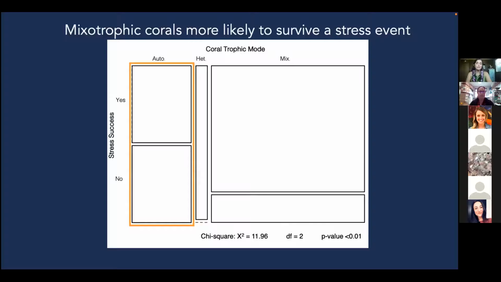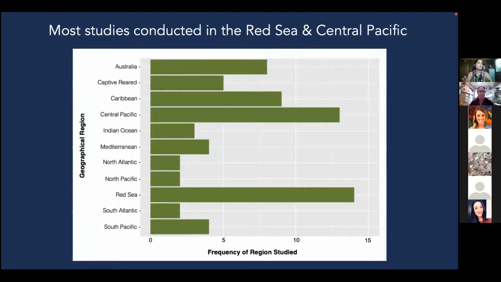All right, for my last question, I was looking at regional differences. So first, again, I wanted to see what regions of the world the studies were happening in. So frequency on the X, geographic region on the Y, and the most studies were conducted in the Red Sea, followed by the Central Pacific.